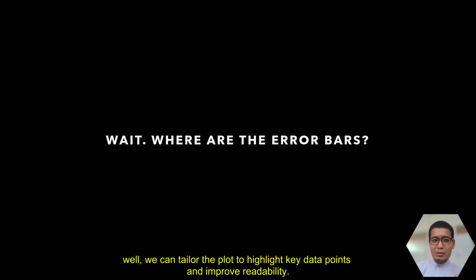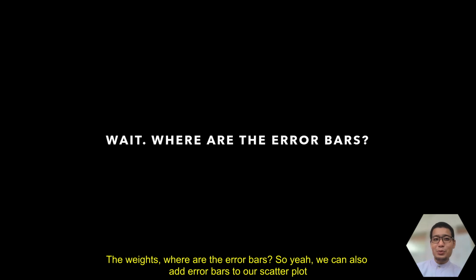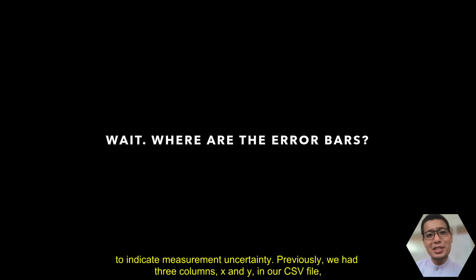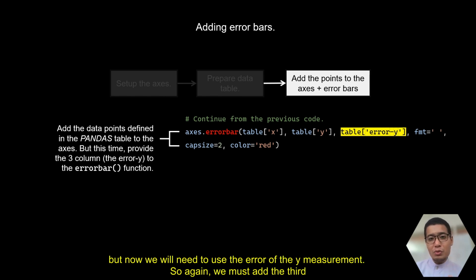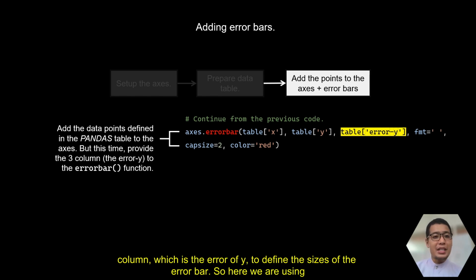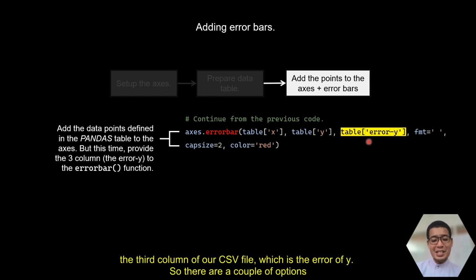But wait, where are the error bars? So yeah, we can also add error bars to our scatter plot to indicate measurement uncertainty. Previously, we had 2 columns, X and Y, in our CSV file, but now we will need to use the error of the Y measurement. So again, we must add the 3rd column, which is the error of Y, to define the sizes of the error bar. So here we are using the 3rd column of our CSV file, which is the error of Y.